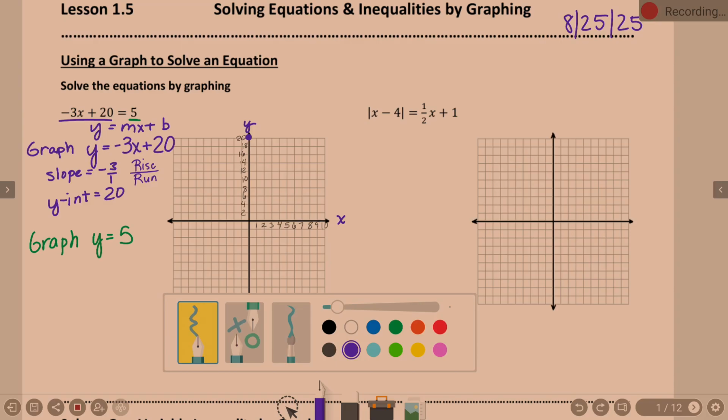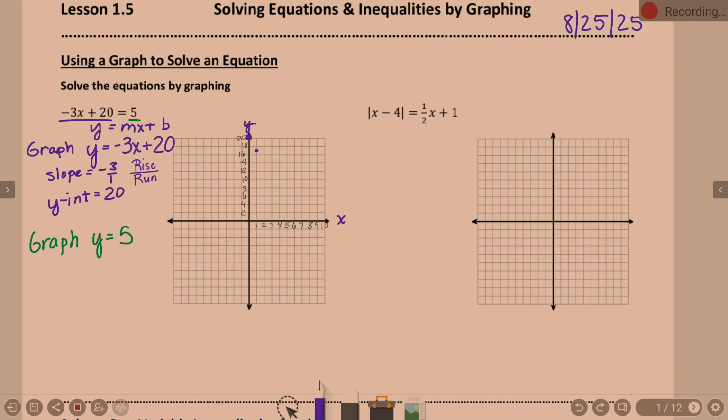Okay, so now from 20, rise -3, which means I'm going to go down 3, which in this case is a box and a half. Run 1. Since we're counting by 1s, we go over a full box. So I have my point right there. It's between 16 and 18 on the 1 line. Now, you need to continue.